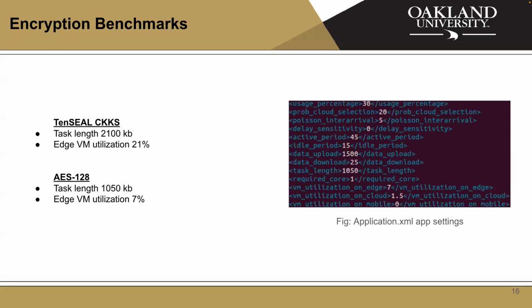So we took the Tensile and AES benchmark data from the previous slide and altered the Edge Cloud Sim environment to show these findings. For Tensile, we made it so that when the load generator generates a task, it had a length of 2100 kilobytes with edge utilization at 21%. And for AES 128, we set the task length to 1050 and the edge VM utilization at 7%. This made sense to us because encrypting with Tensile required the servers to perform more computations than AES 128. And when we tested it, we found our CPU usage to be much higher with Tensile.